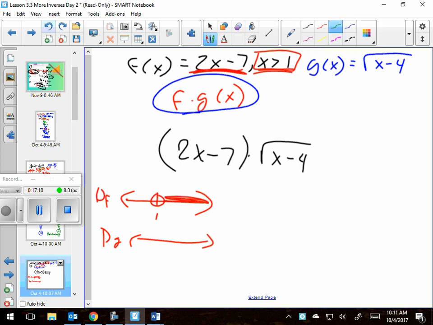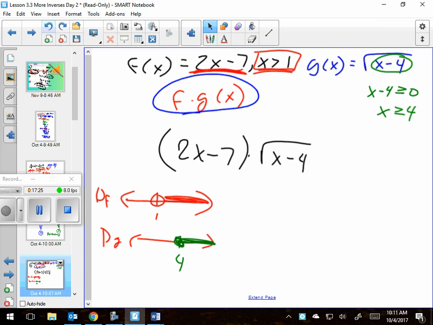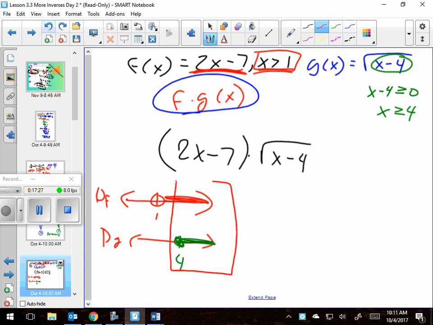And then the other one, this one you have to know how to solve. You have to take what's underneath here, x minus 4, and set it greater than or equal to 0. Therefore, x is greater than or equal to 4. That's the domain for that guy. So here's 4, greater than or equal to 4. And where do they overlap? They overlap right in there. So you'd say from 4 to infinity.